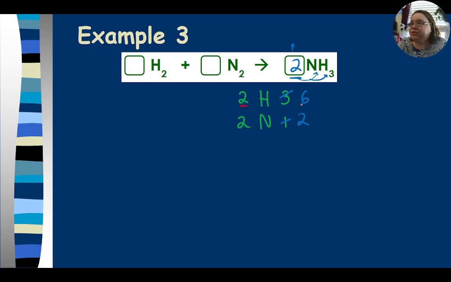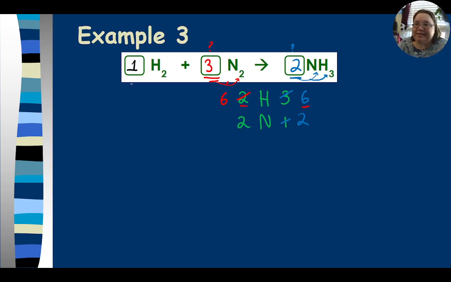Well, I've got a 2 and a 6. My least common multiple is going to be a 6. Which side needs more? Well, the reactant. The left side needs more hydrogens. So what times 2 will give me a 6? 3 times 2. Change my inventory to show that it's a 6. Since I didn't put anything in front of the H, it's understood to be a 1.